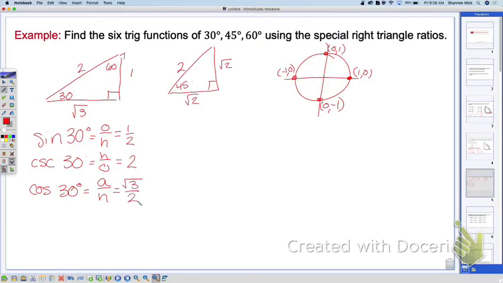Secant of 30. Hypotenuse over adjacent. So that would be 2 over the square root of 3. Right, I can't leave it like this. You guys are completely right. It is 2 square root of 3 over 3, multiplying by the square root of 3 in the numerator and the denominator, right?